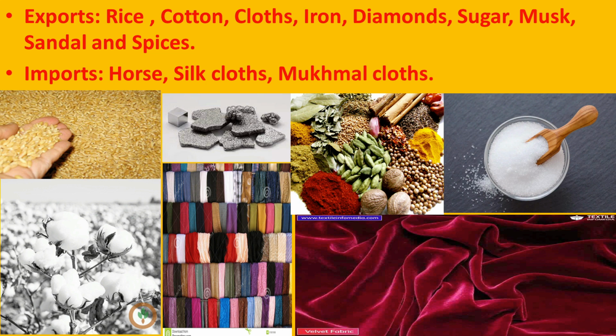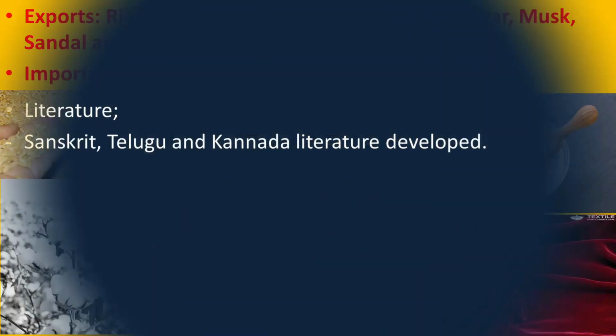Not only that, they imported some goods. They were horses, silk clothes and mukmal clothes. Mukmal clothes like velvet cloth. Not only that, cloth weaving was the important industry. Batkal, Honnavar, Mangaluru were the important ports.